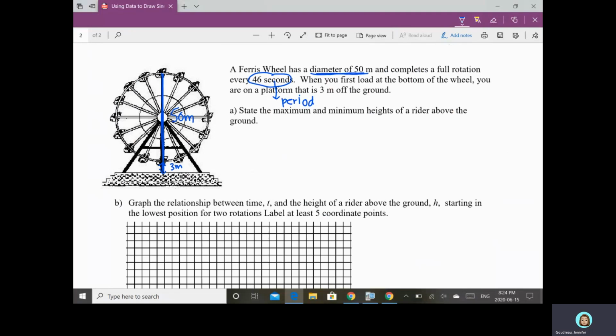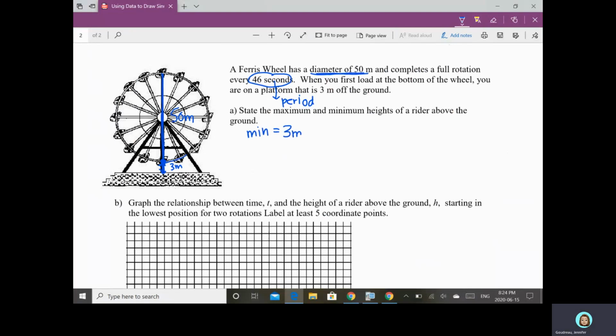Part A, state the maximum and minimum heights of a rider above the ground. Again, our minimum height comes from the distance that we are from the ground. So when you get on a ride at the bottom, you're at the very, very bottom. When you're anywhere else on the ride, you're higher than 3 meters. Our minimum height is 3.